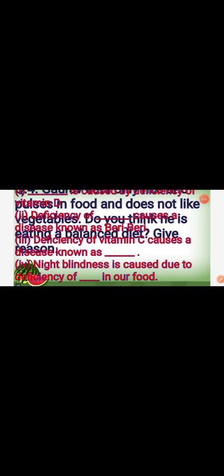Next, you have fill in the blanks. Dash is caused by deficiency of vitamin D. So what is caused by deficiency of vitamin D? Comment down your answer, or write it down on your page. In the next class we are going to discuss these questions. Deficiency of dash causes a disease known as beriberi. Deficiency of vitamin C causes a disease known as dash. Night blindness is caused due to deficiency of dash in our food.